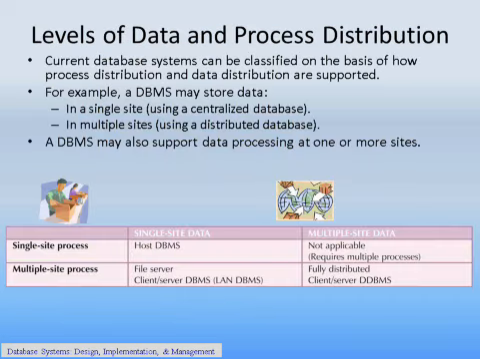While it is possible to have various combinations of distributed versus centralized processing and data, it is not possible to have distributed data without distributed processing. If the data are distributed, then at least some of the data processing functions of the DBMS must be distributed to each data site to manage the data at that location.